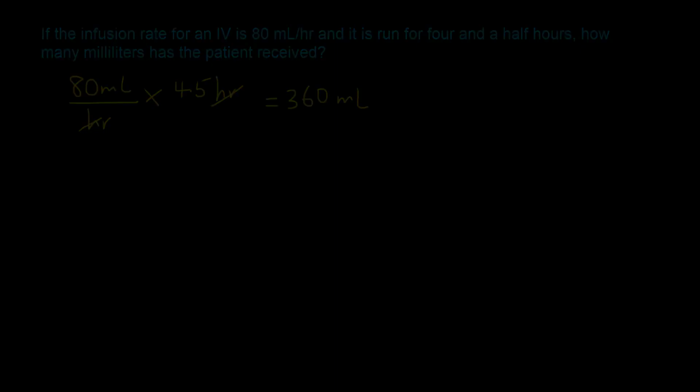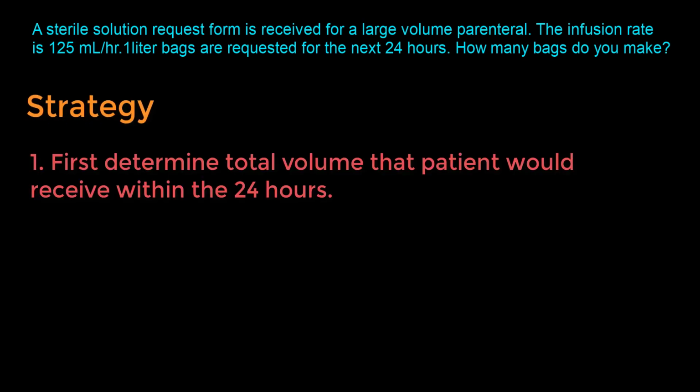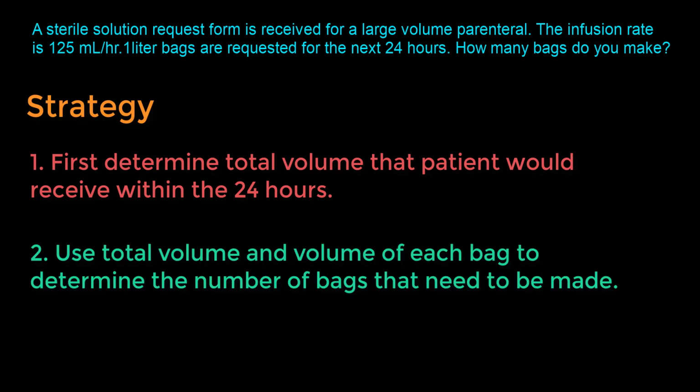This question says, a sterile solution request form is received for a large volume parenteral. The infusion rate is 125 milliliters per hour. 1 liter bags are requested for the next 24 hours. How many bags do you make? So here, the strategy will be to first determine the total volume that the patient would receive within the 24 hours, and then once we've determined that volume, we will use the volume of each bag to determine the number of bags that needs to be made.